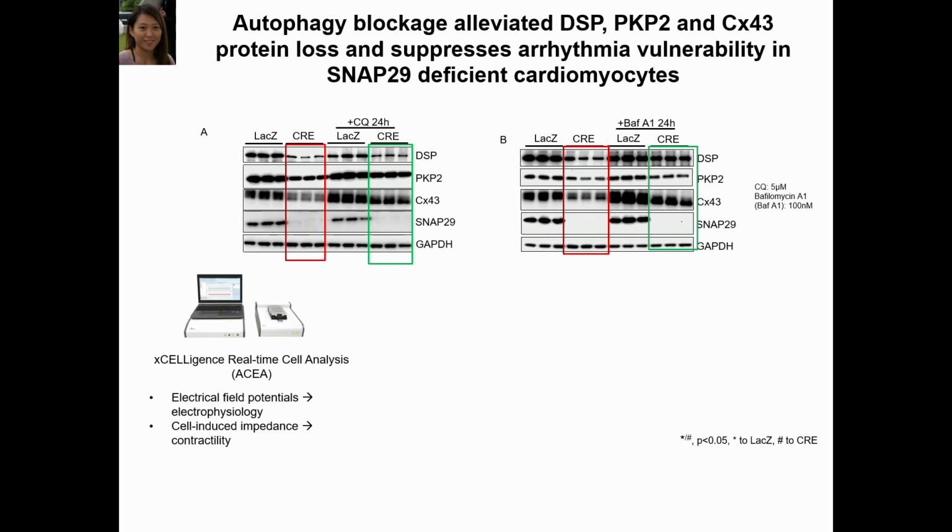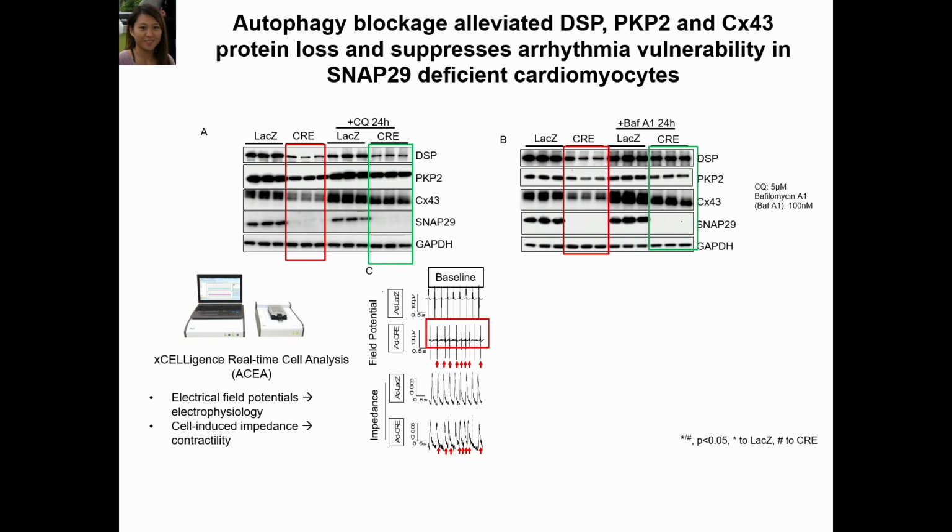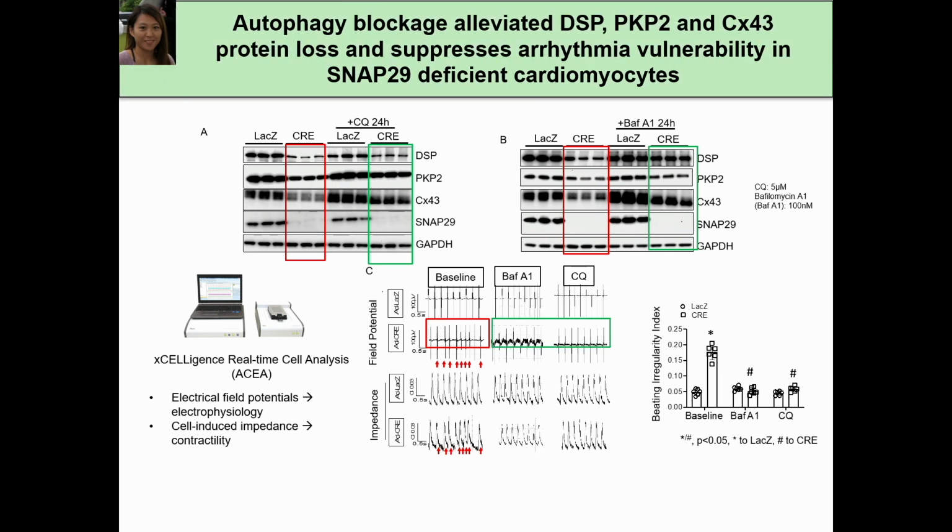To look at the physiology of these cells, we exploited what's called the xCELLigence, a real-time cell analysis, and you can measure not only field potential but contractility. You can see again at baseline a lot of arrhythmias in these Cre-treated cells, which have loss of SNAP29. And again, with impedance, we see similar deficits. But now, in the setting of bafilomycin and chloroquine, we get restoration of the beat-to-beat interval. This arrhythmogenic vulnerability that they have is no longer there.